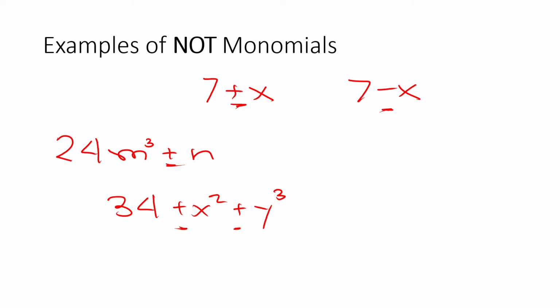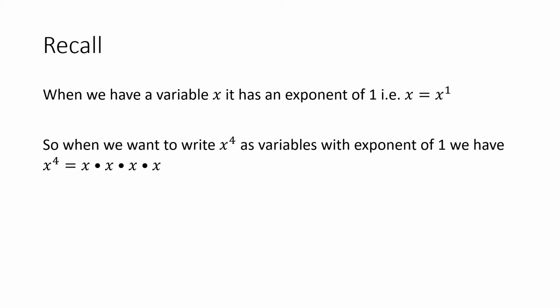Now, let's try recalling some things first. So we talked about this at the very beginning. A variable x has an exponent of 1. So if you have a variable x, you should automatically think that, hey, there's a variable x with an exponent of 1.